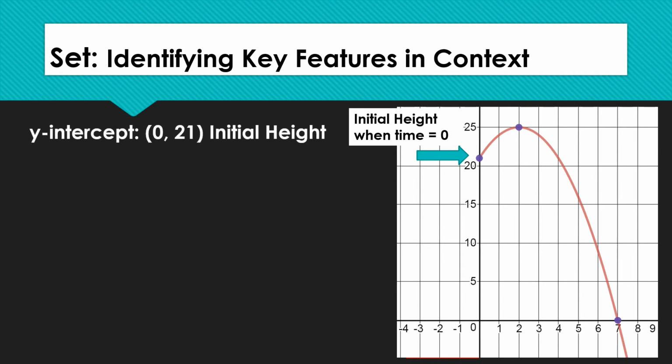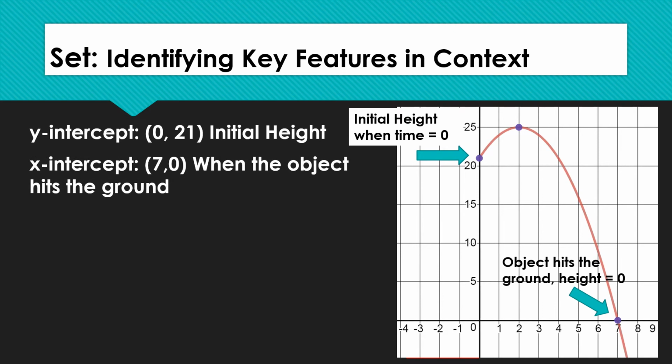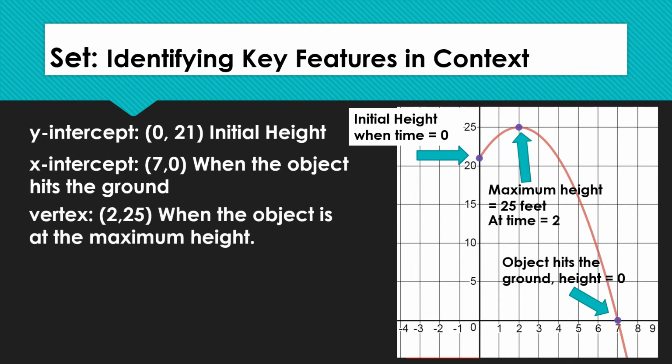We can see that the initial height is 21, and that's when the time is 0. So our y-intercept is (0, 21). We can see that our x-intercept is (7, 0). So at 7 seconds, or whatever the unit of measurement is for the time, that's when the object hits the ground. The height is 0. Our maximum is at 25 feet, and it took 2 seconds for that to occur. So the vertex, or the maximum height, is at (2, 25).